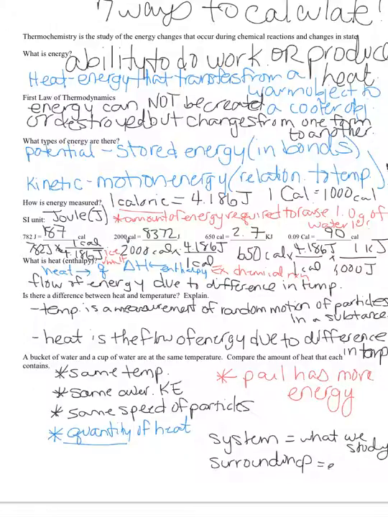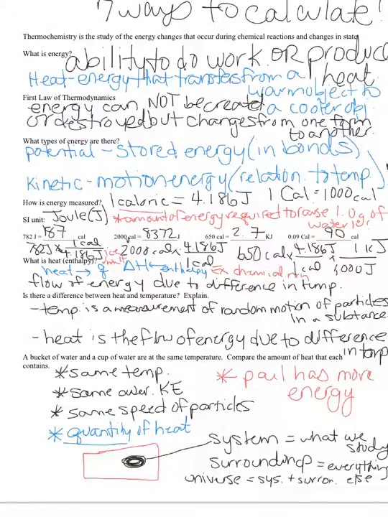The surroundings is everything else. If we want to talk about the whole universe, it's equal to both of those added together, the system plus the surroundings. So if I draw you a little picture here real quick, my system is this little black circle, that's my system. Everything around it is the surroundings.